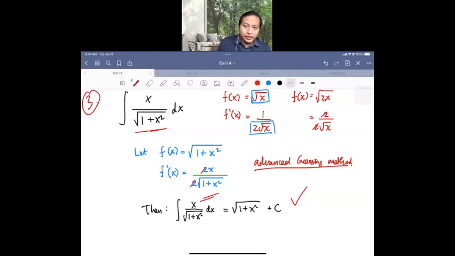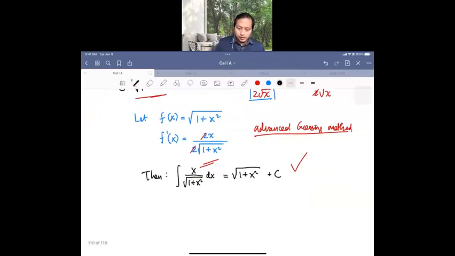So basically, you can do some trial and error for some function and check whether it has some correlation with the integral. Like this one, you can check some functions and their derivatives, and then see how you can relate them to the integrations. That's the key.